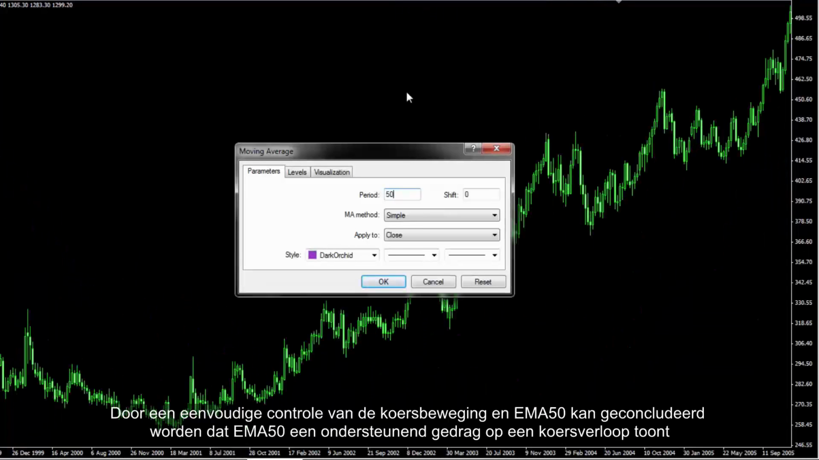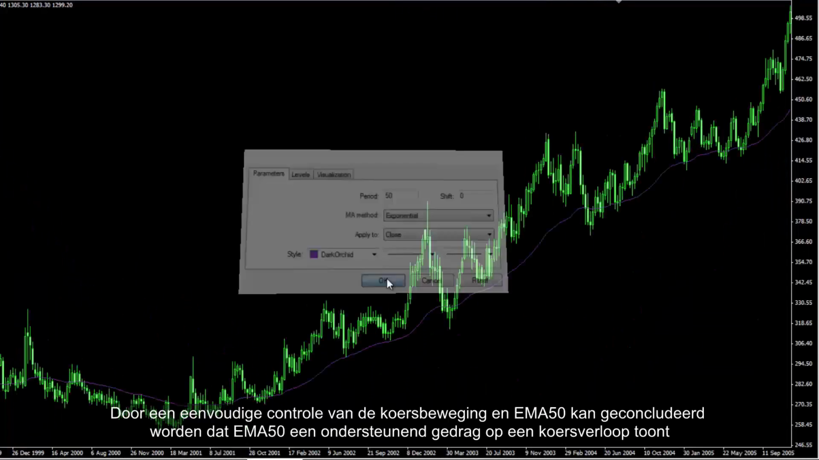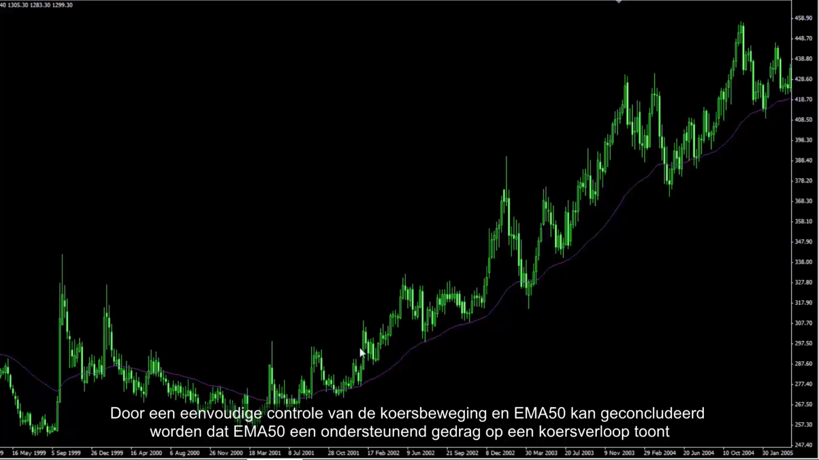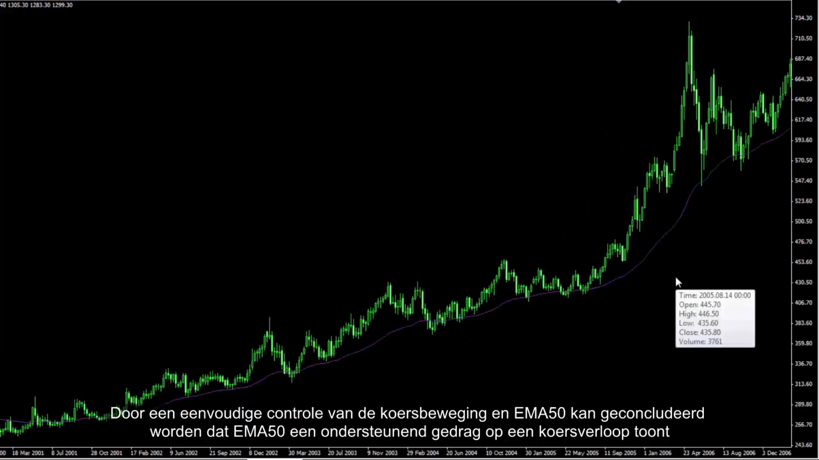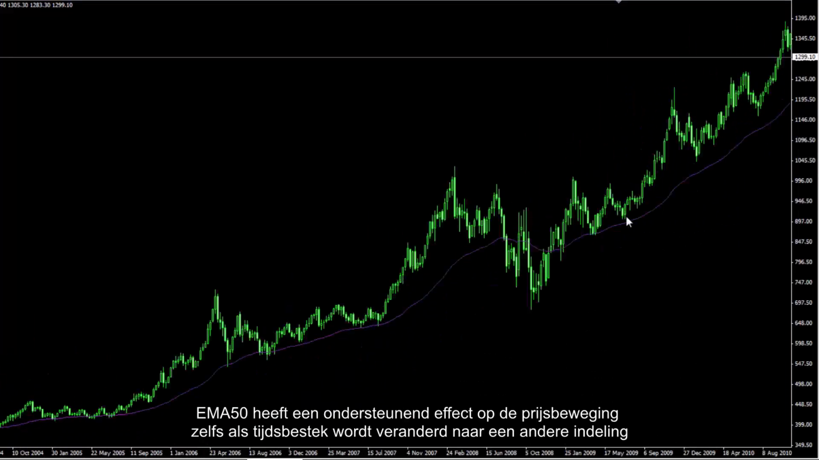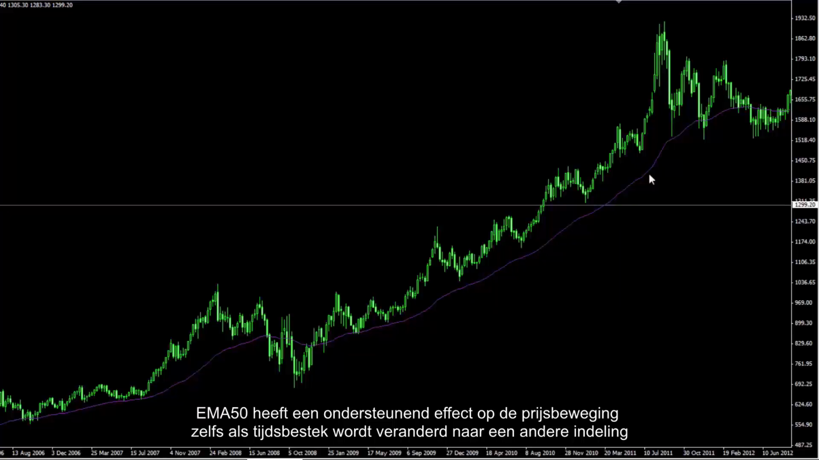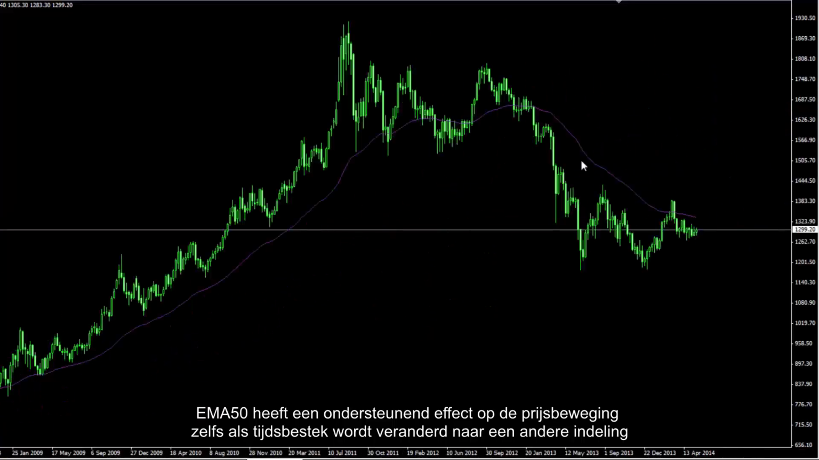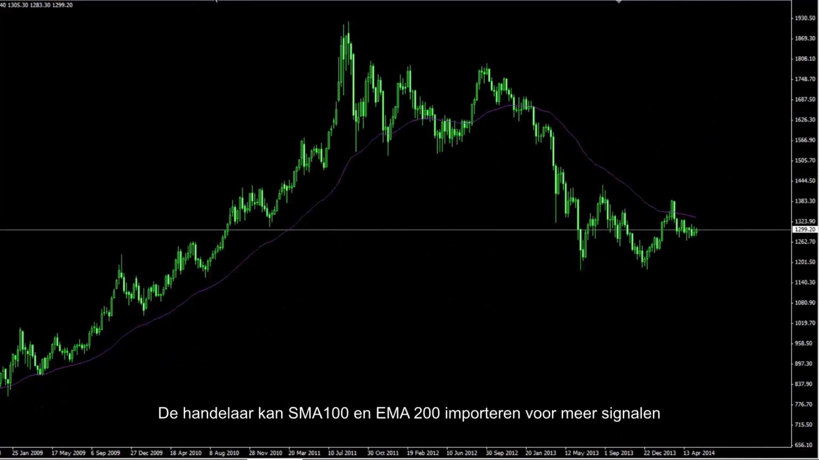By a simple review of market price movement and EMA 50, it can be concluded that EMA 50 shows a supportive behavior on a price trend. EMA 50 has a supportive effect on price movement even if the time frame is changed to another format. A trader can import SMA 100 and EMA 200 for more signals.